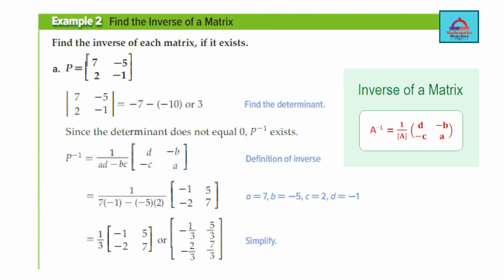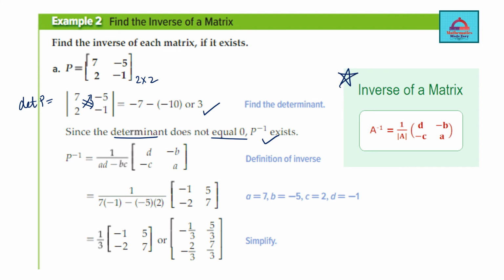Okay, so let's have an example for finding the inverse. It is a 2 cross 2 matrix. Step 1 is to find the determinant. So the determinant is 7 multiplied with -1, which is -7, minus of -10, which is 3. So it is non-zero. Since the determinant is not 0, we know the inverse exists. So we use the formula.